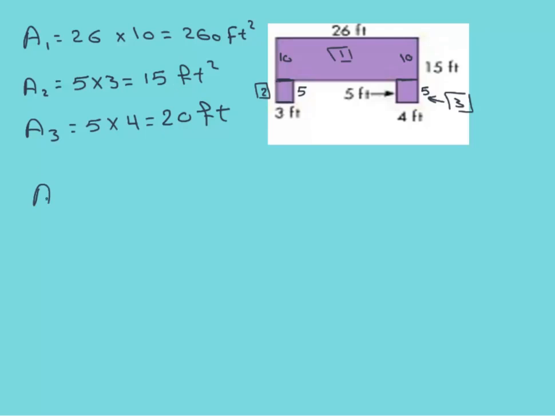The total area, I will add them all. 260 plus 15 plus 20. The total area here is 295 feet squared. Yes, all of them, the unit squared. Here we break down this figure in 3 parts. Then I find the distance every time using complete distance, or this is 15 and this part is 5, this part must be 10, and so on until I find the total area.